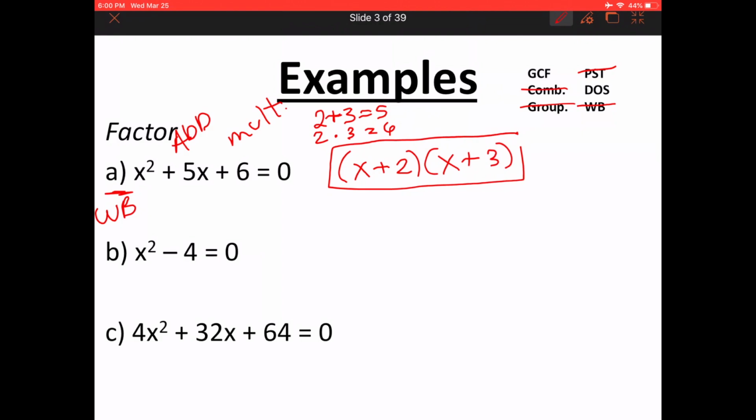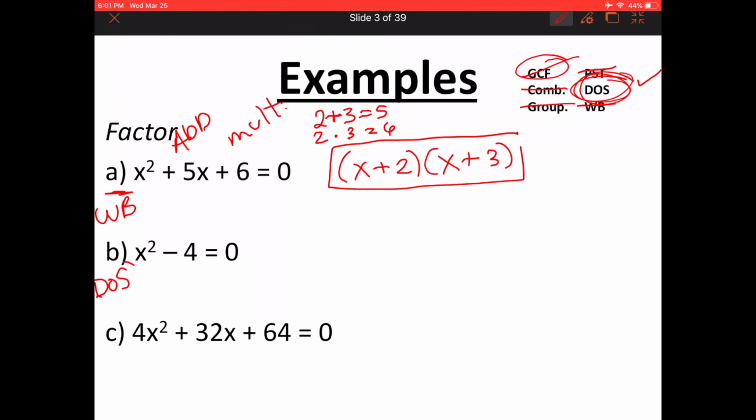So I'm left with GCF or difference of squares. And hopefully we can identify in example B that they are both perfect squares and they are being subtracted. So my winner is difference of squares. So for example B, the method I'm going to use to factor is difference of squares.